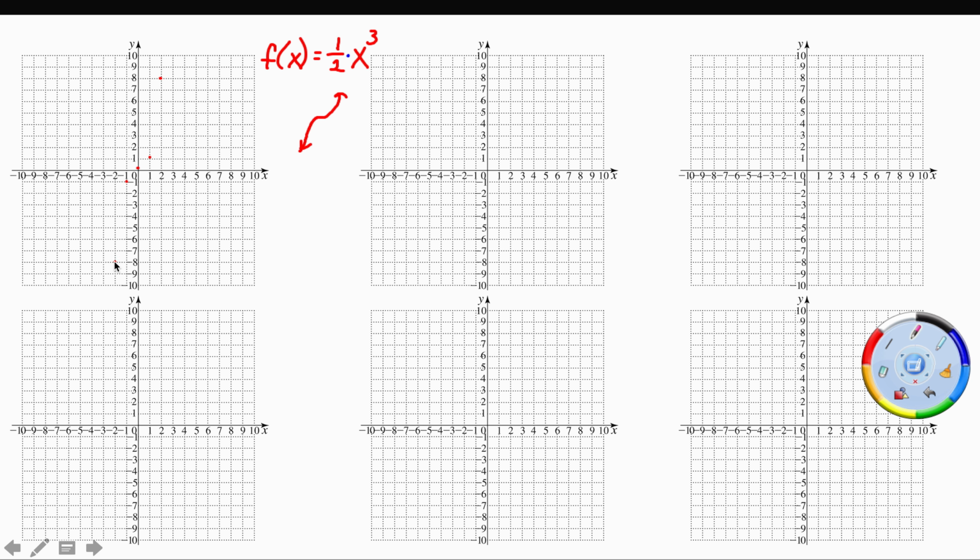So my y value is at negative 8. Half of that jumps me to negative 4. My y value is at negative 1. Half of that jumps me to a half. Half of 0 is still 0. Half of 1 is a half, and half of 8 is 4. It's still that same shape, except it's been shrunk.